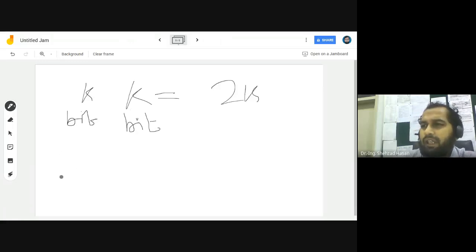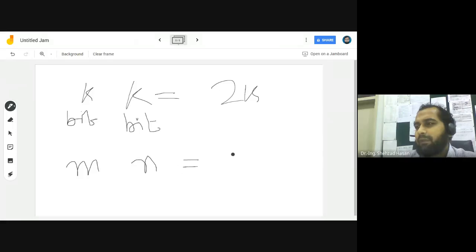Now, if you have m bits for the multiplicand and n bits for the multiplier, then the result is going to come in m plus n bits. This is the general rule here, right? So if you have m bits and n bits, the result should be of m plus n bits.